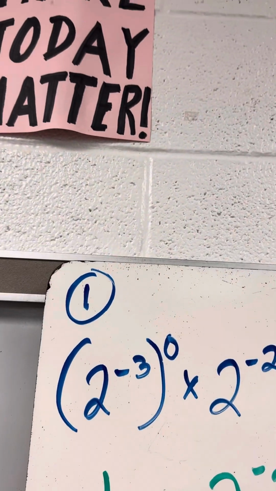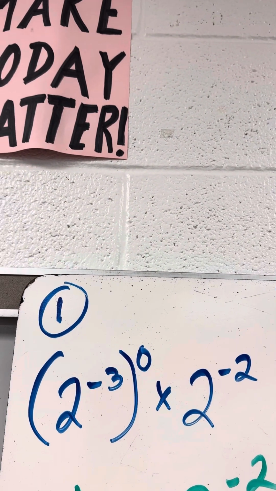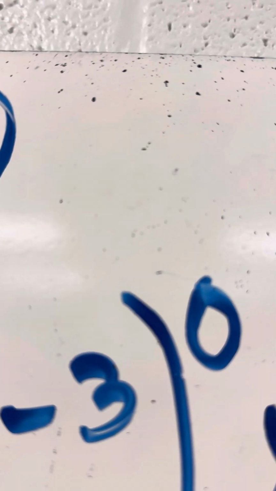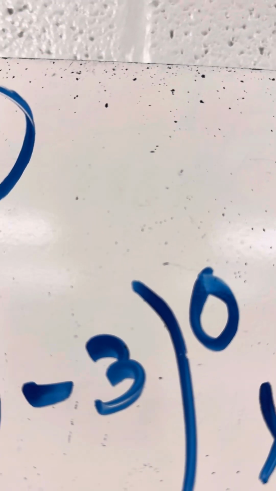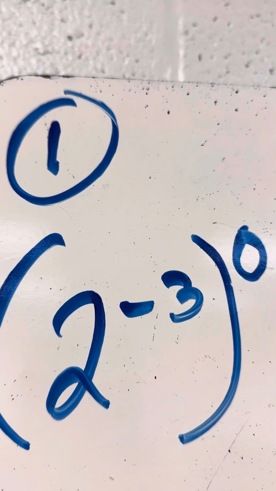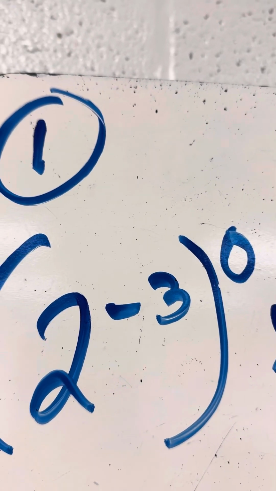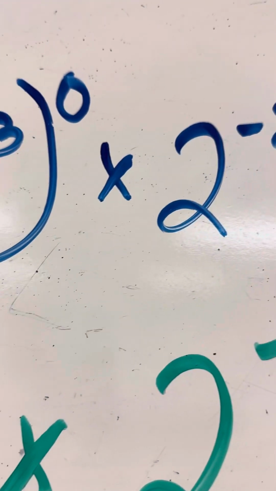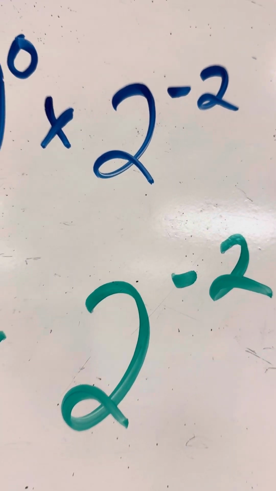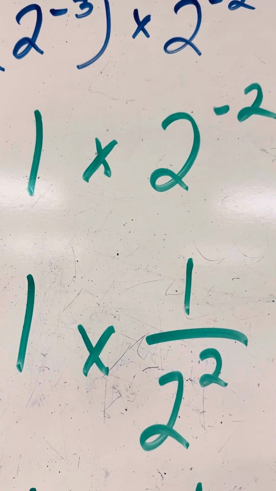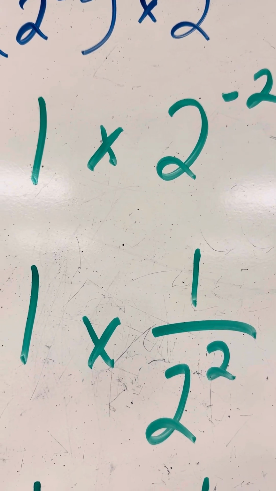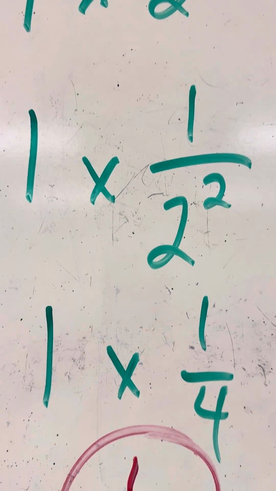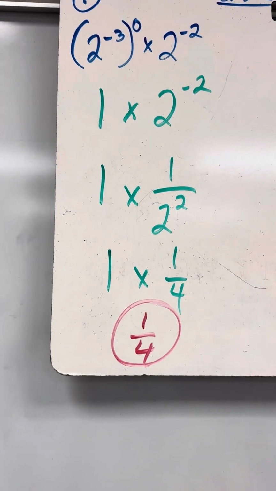So here, you have a problem that looks like this. 2 to the negative 3rd to the 0. What's negative 3 times 0? Negative 3 times 0 is 0, making this 2 to the 0 power. What's 2 to the 0 power? 1 times 2 to the negative 2. 2 to the negative 2 is 1 over 2 to the 2nd power. What's 2 to the 2nd power? 4. So 1 times 1 over 4 is 1 over 4.